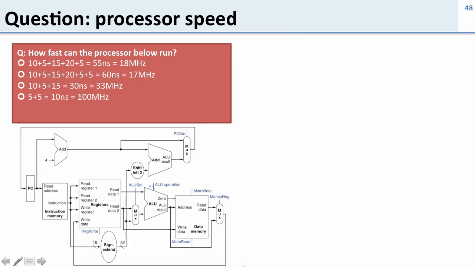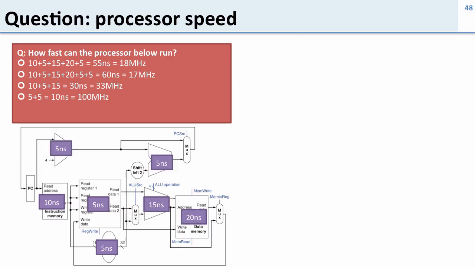So here's a question about processor speed. How fast can the processor below run? Now, in order to answer this, we need to know how fast each of the individual parts in the processor are. So here we are, 10 nanoseconds for the instruction memory, 5 nanoseconds to read or write the register file, 15 for the ALU, 5 for the sign extension, 20 for the memory, etc., etc.